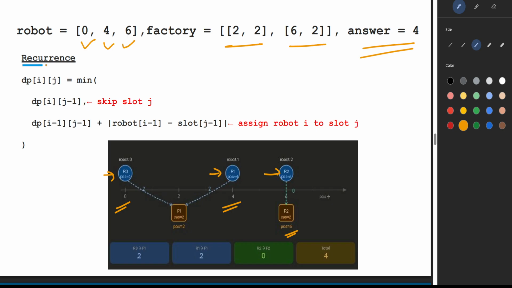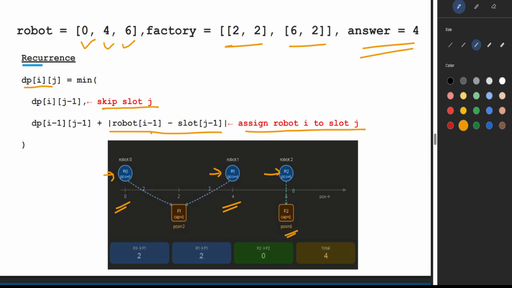What we need to do is take the recurrence relation, where dp[i][j] is the minimum distance we have to calculate. So dp[i][j-1] means we skip the slot j. Otherwise we use dp[i-1][j-1] plus the distance between robot i-1 and slot j-1. So in that case we find the distance, and we assign the robot i to the slot j. A slot j is nothing but a factory.